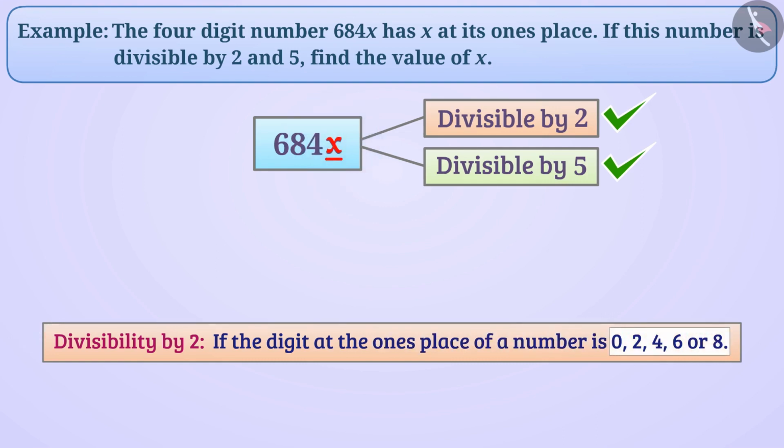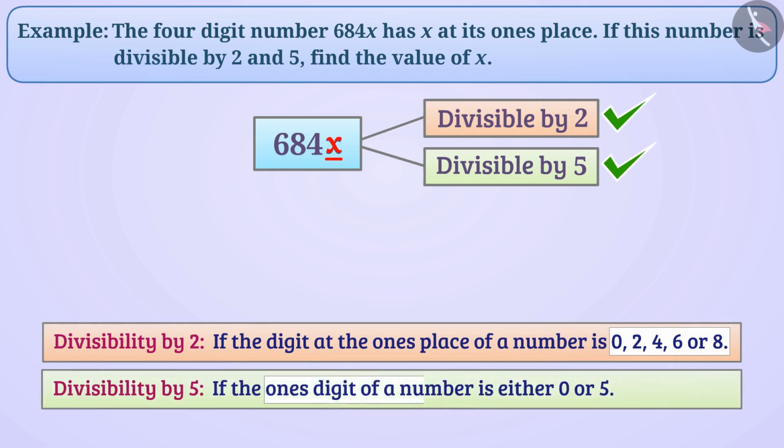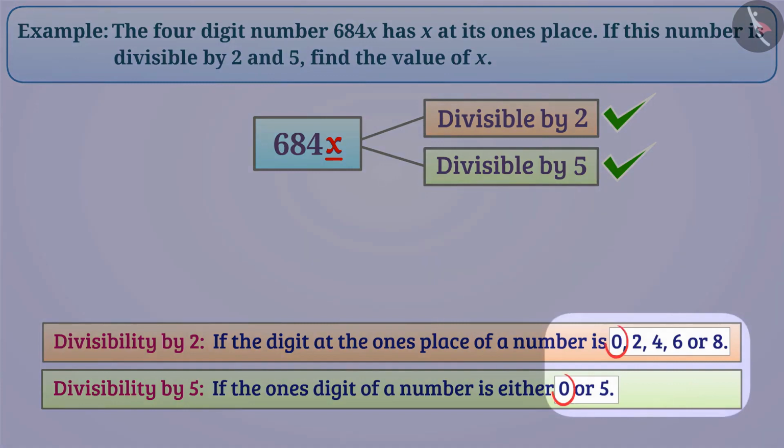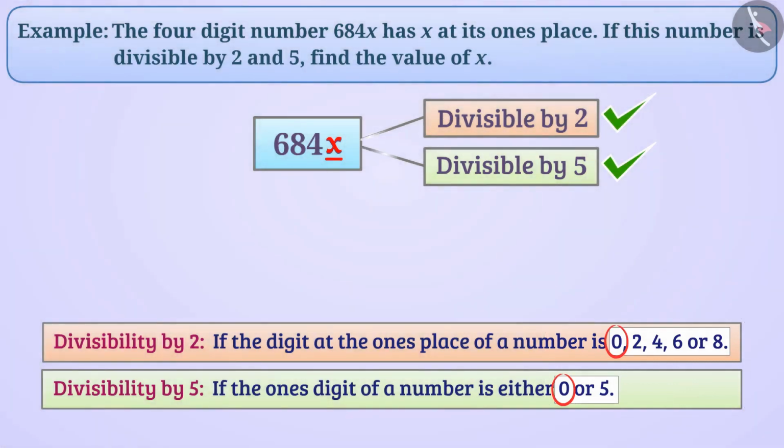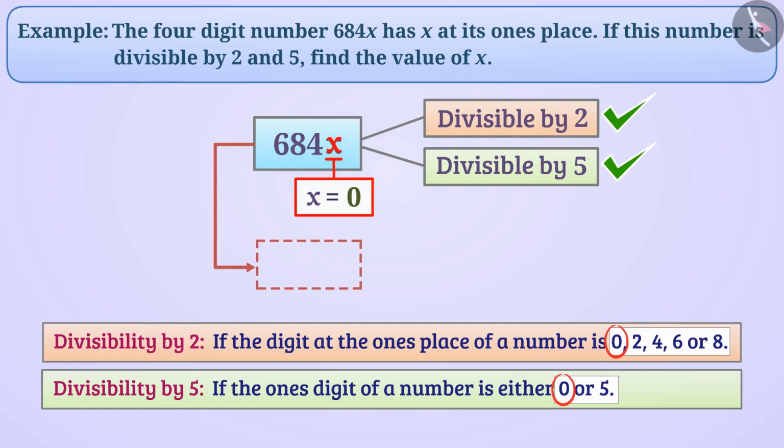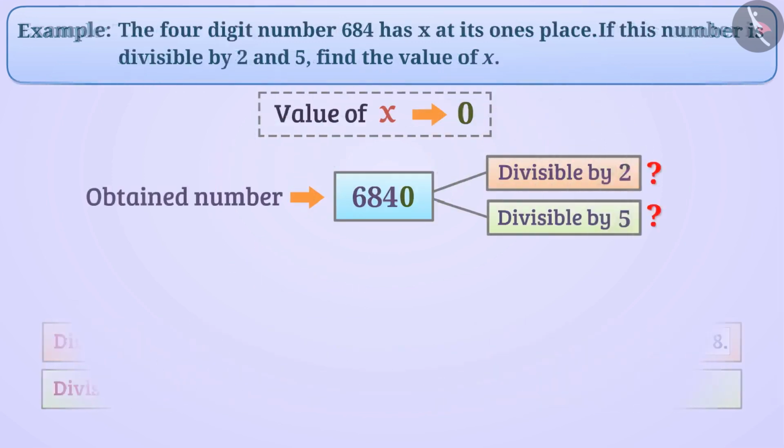Similarly, the divisibility rule for 5 tells us that if the ones digit of a number is either 0 or 5, then the number is divisible by 5. In this way, the ones digit in the given number, that is, the value of x, can be 0 or 5. If we look at both the conditions, we will find that 0 is common among them, or we can say that both the conditions are satisfied when the value of x is 0. So, we can say that the value of x will be 0 and the 4-digit number will be 6840.